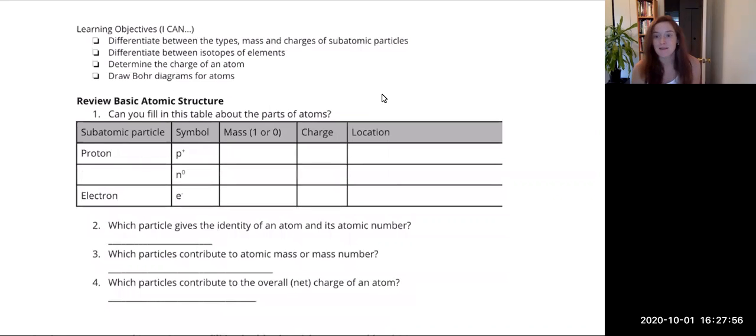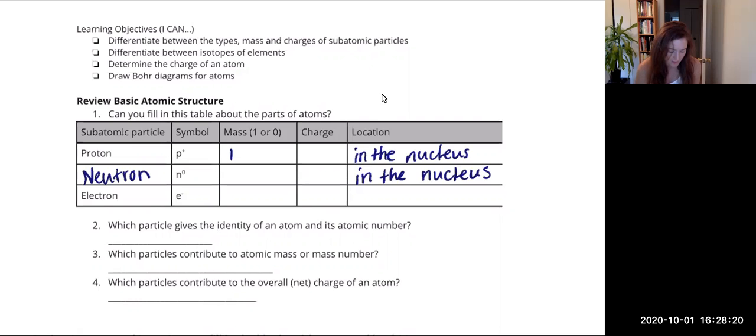3 parts of every atom. They're called the subatomic particles. You've got your protons, your neutrons, and your electrons. Protons and neutrons are both located in the nucleus. That's the center of the atom. And they constitute, or they make up, all of the mass of the atom. So we say each one has a mass of 1 atomic mass unit, or AMU, okay?